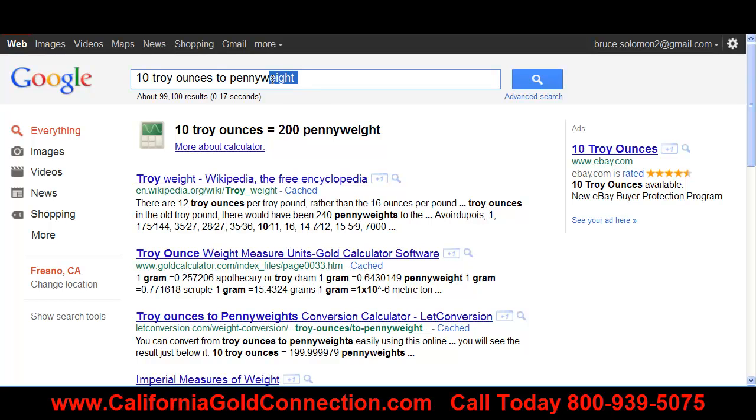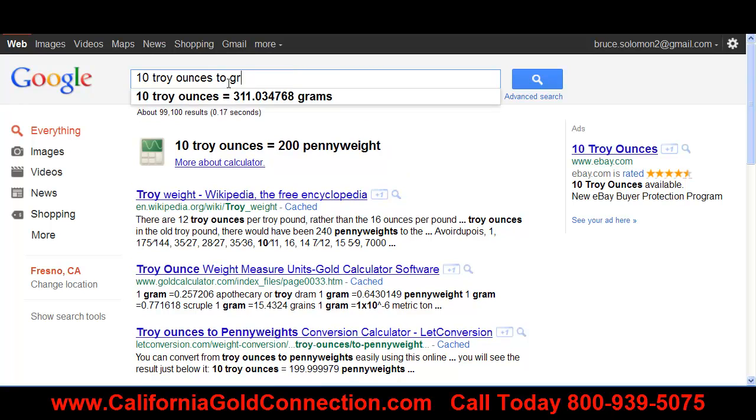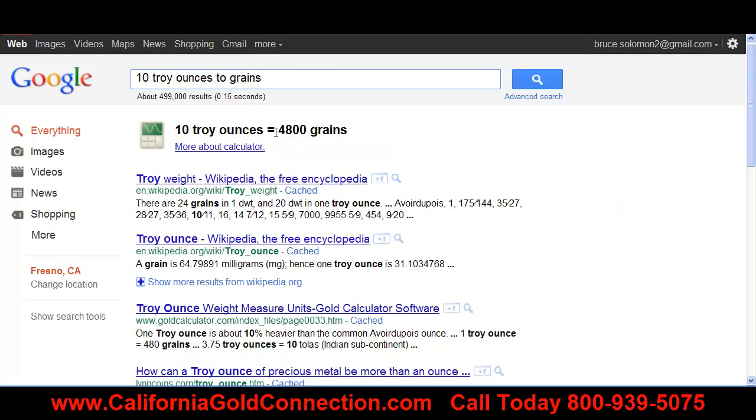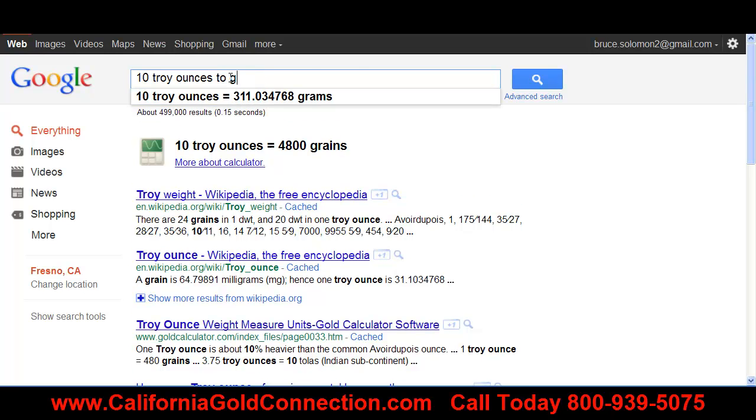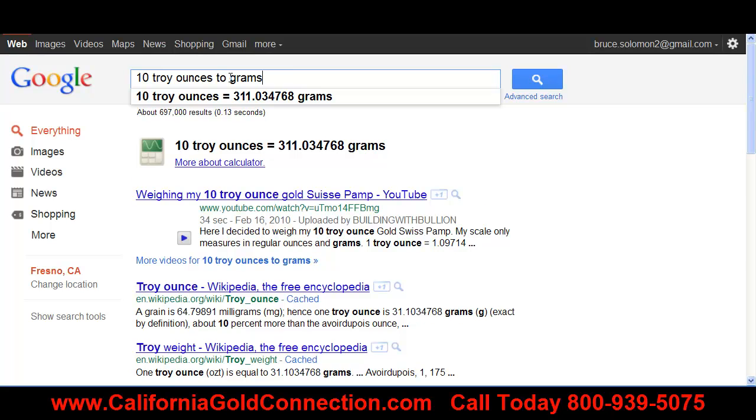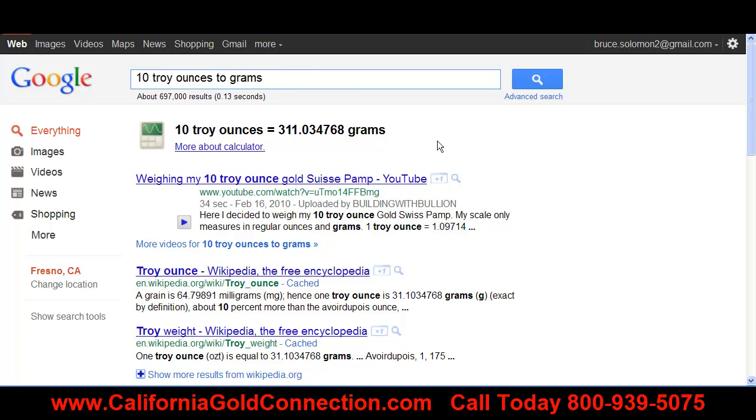So 10 troy ounces, let's say in grains, that's 4,800 grains. How many grams is 10 troy ounces? And this is what you should be looking for, how many grams you have, because if you're being quoted properly, that's what you want to be looking for. So 10 troy ounces is 311 grams of gold.